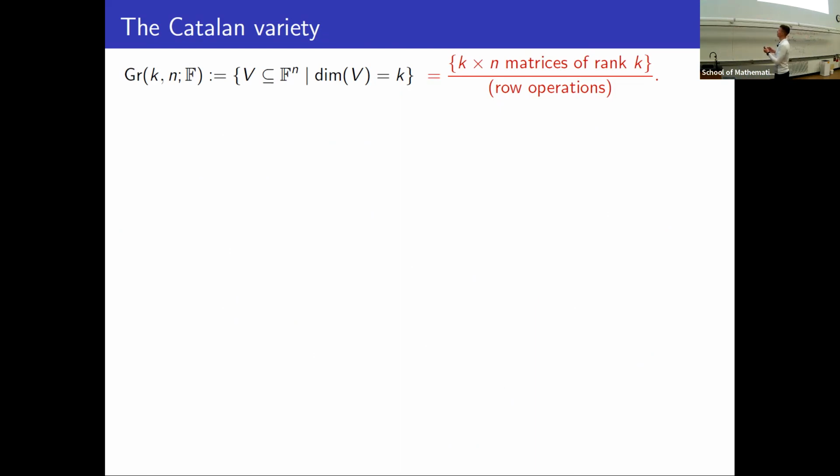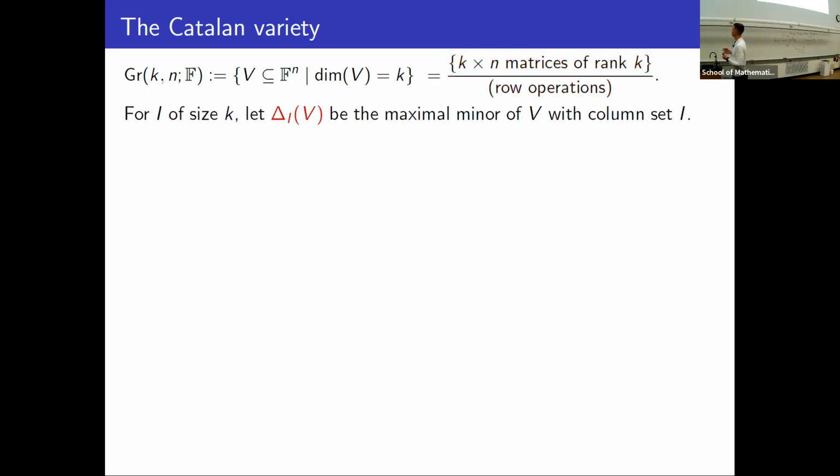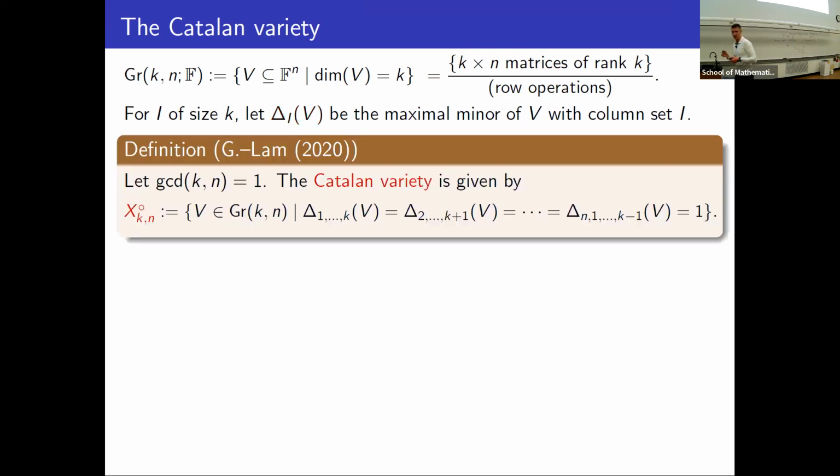This one is more convenient because we have natural coordinates on the Grassmannian, namely, I can look at the maximal minors of my matrix. You choose any k columns, take the corresponding k by k determinant, and look at all such determinants. Using these coordinates, let me define what Thomas and I call the Catalan variety. By definition, it's the subset of the Grassmannian where all cyclically consecutive maximal minors are all equal to 1.